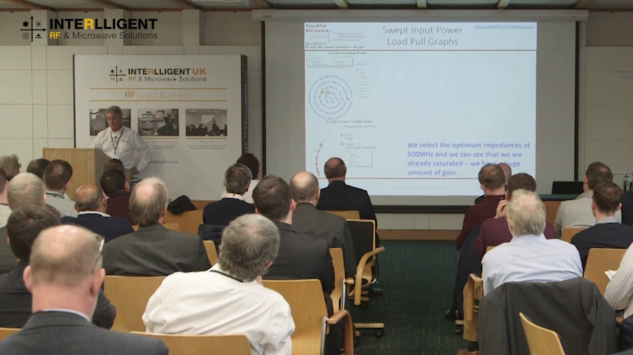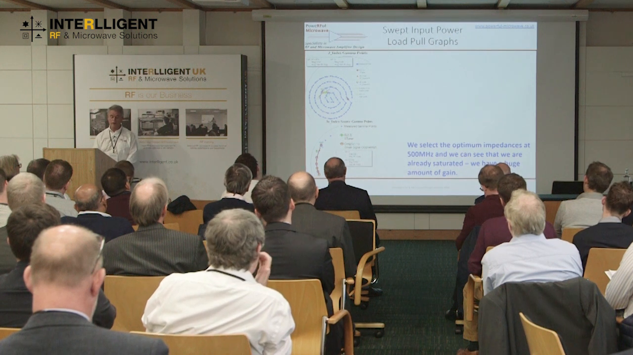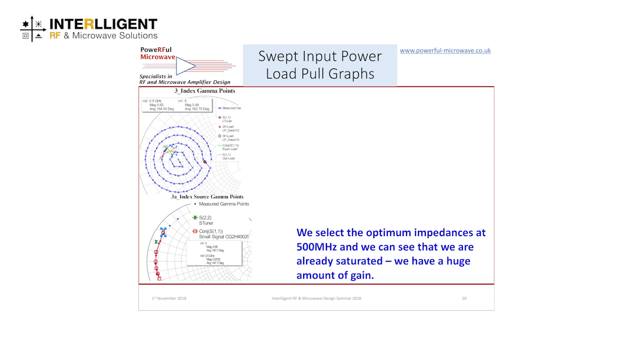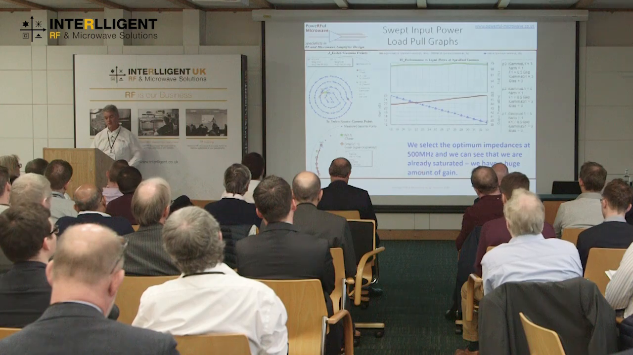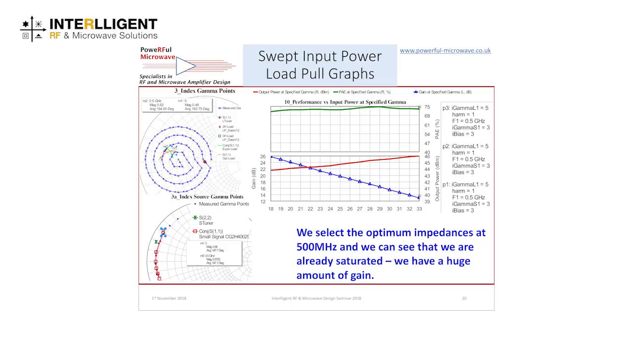Now, if we select a specific source and load impedance, we can go to our Loadpull contours and select a particular impedance by selecting that marker, and go to the source and select a particular impedance, and we select the frequency we want, and we can see the performance at that frequency. And here we can see that this device is already being compressed at the lowest power point.